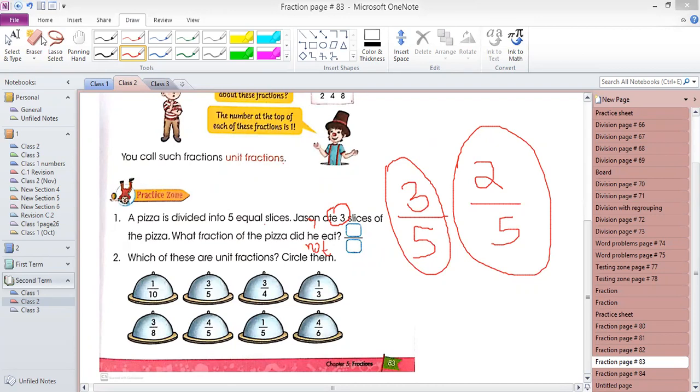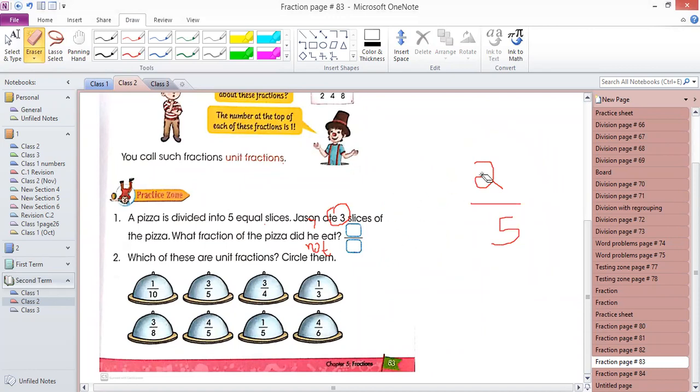All right, guys. Now come to question number 2. First, write here 3 over 5, guys. The answer here is 3 over 5. So write 3 over 5.